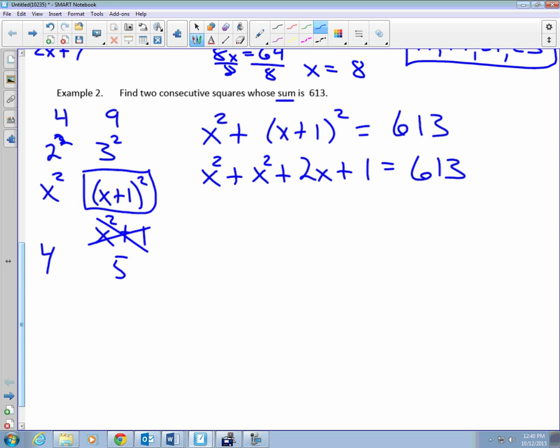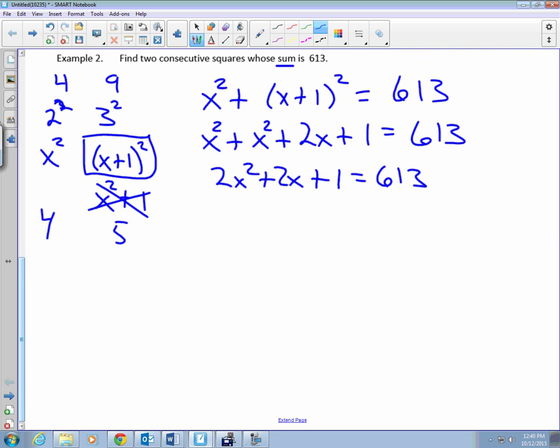Yes, yes. Okay, so we get 2x squared plus 2x plus 1 is equal to 613. What should I do? What are your thoughts? CTS. Excellent idea. I don't really like using it, but if you want to use it, go ahead, free country. I'm going to factor. I like to factor better. So I'm going to factor out a 2.